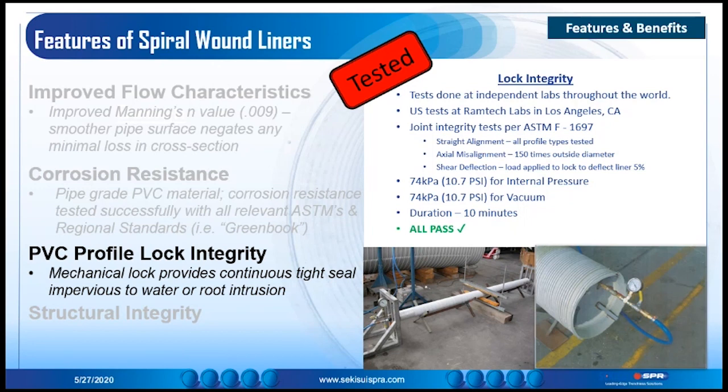few. The testing that was done included the straight alignment test, axial misalignment, and shear deflection per these parameters on unsupported pipe. The duration was for 10 minutes, and based on the successful testing, our liners were included in the Green Book Section 500, Pipeline Rehabilitation, in 1998.